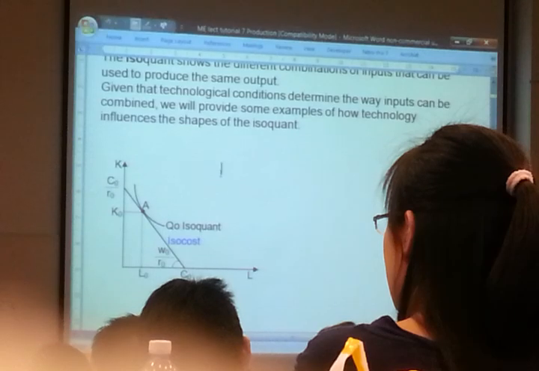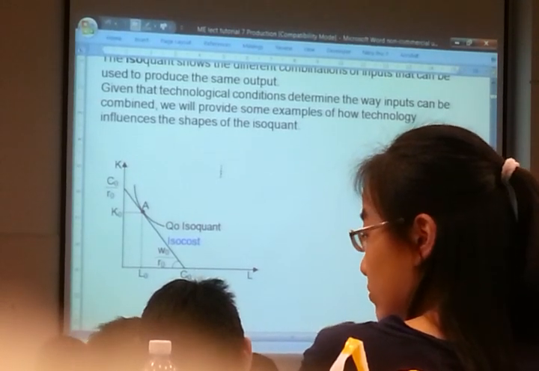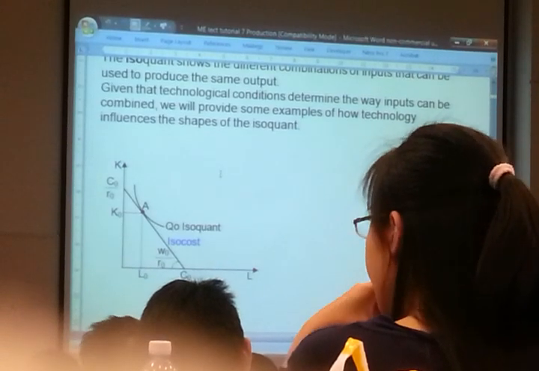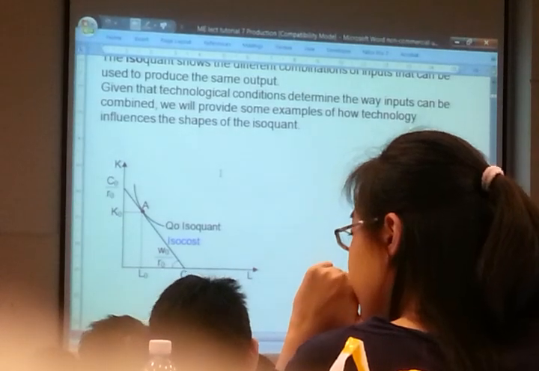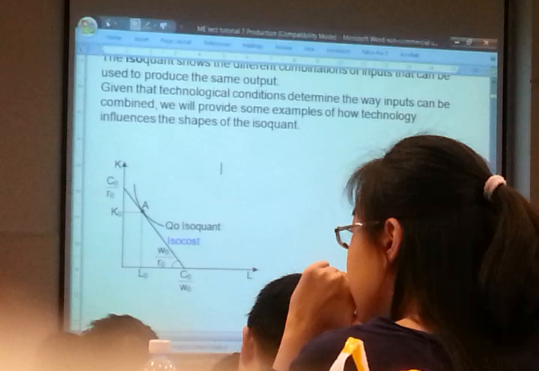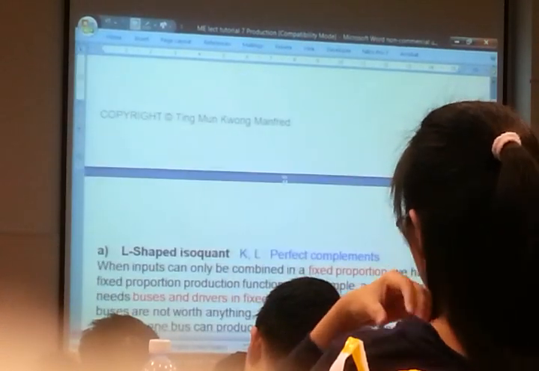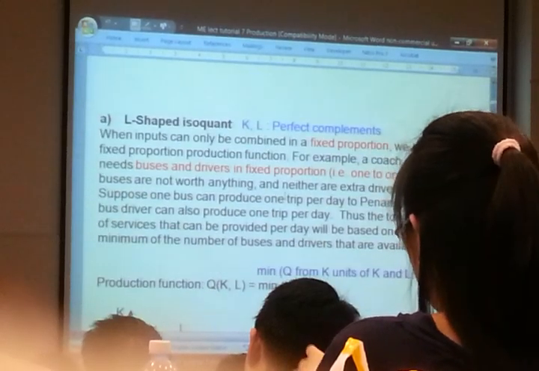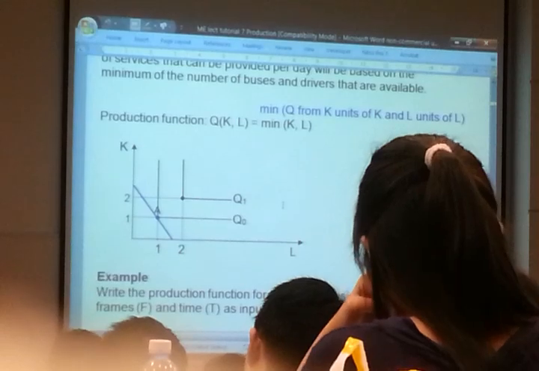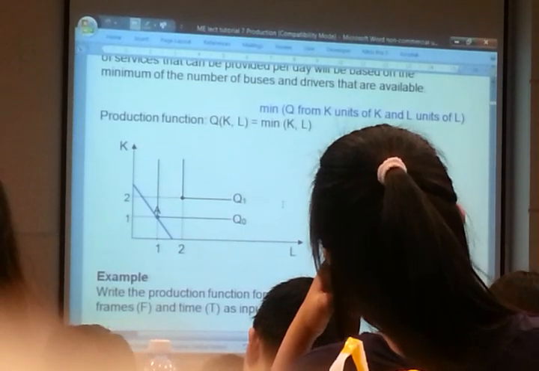Okay? Or put it the other way, the cheapest way to produce Q0 is to use this combination of capital K0, this combination of labor L0. That will give you the lowest cost to produce Q0. Okay, so this is what we have learned in our basic intro. But in ME, we also want you to know that just like the indifference curve, there's another isoquant called L shape. Understand? So we're going to show you 3 types of isoquant, just like 3 types of utility.